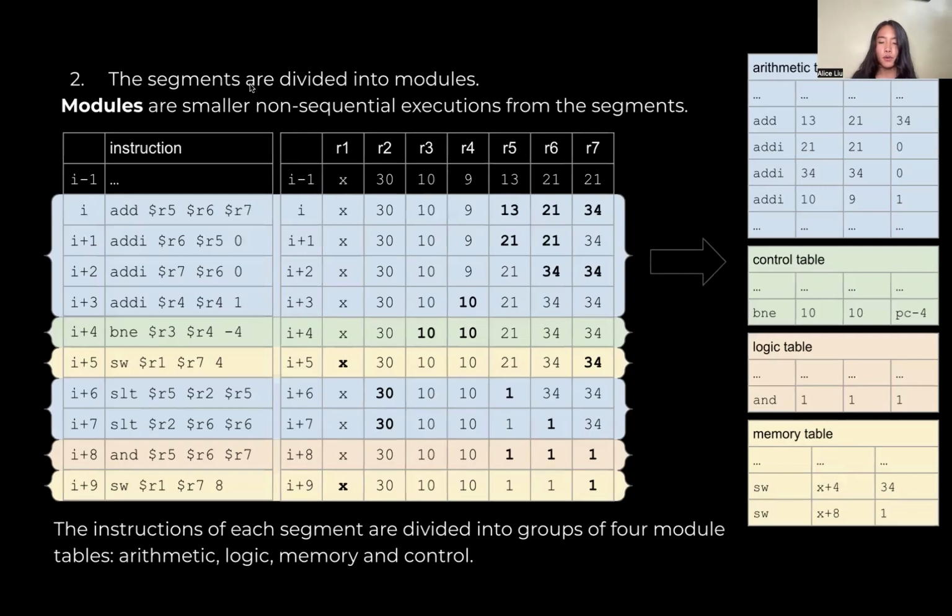From here, the instructions of each segment are divided into these 4 modular tables: arithmetic, control, logic, and memory, depending on their operation. If the operation is arithmetic, as we can see, these ones involve arithmetic operations, so those instructions will go into the arithmetic table. If it's logic-based, they go into the logic table, and so on.